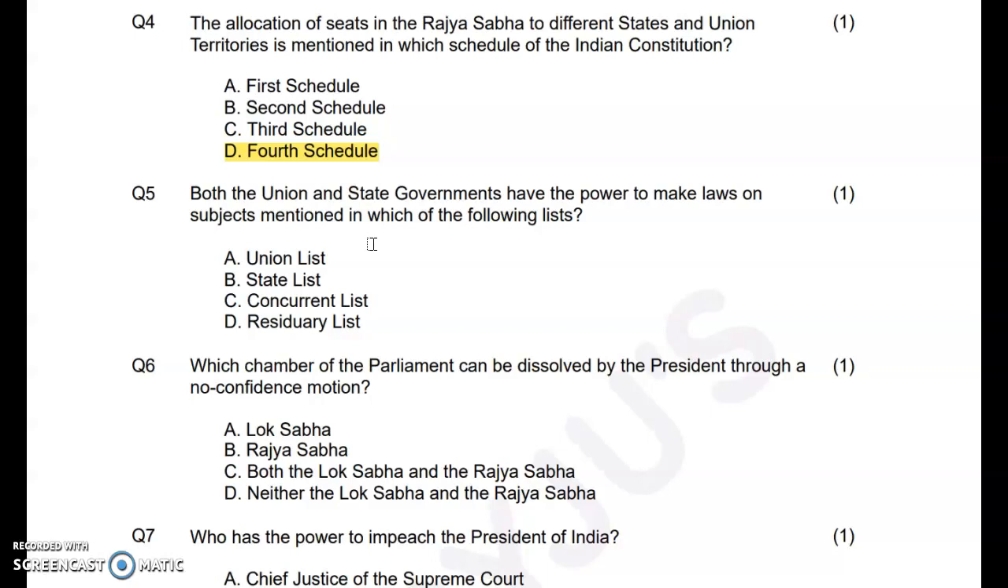Now question number 5. Both the union and state governments have the power to make laws on subjects mentioned in which of the following lists? I am talking about both union and state government. Answer is the concurrent list.